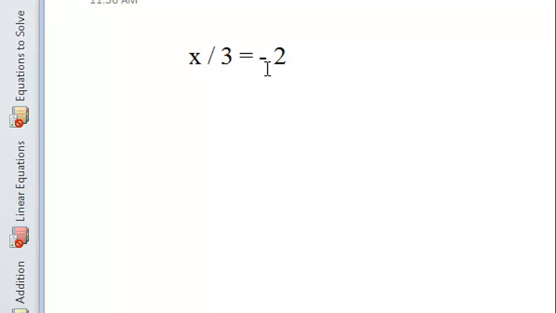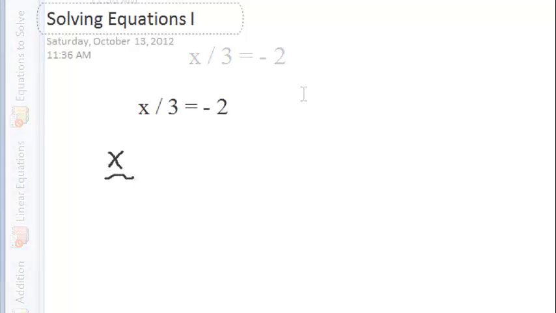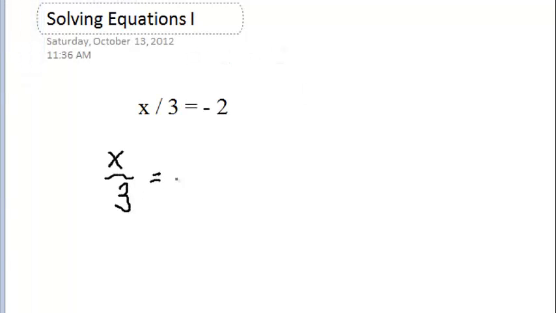Let's go ahead and rewrite that in a way that we can recognize. We have x over 3, or x divided by 3, is equal to negative 2. It's very important that we know and remember the rules when we have positives and negatives. Remember, to get rid of the division, divided by 3, we have to multiply both sides by 3. So let's go ahead and do that.